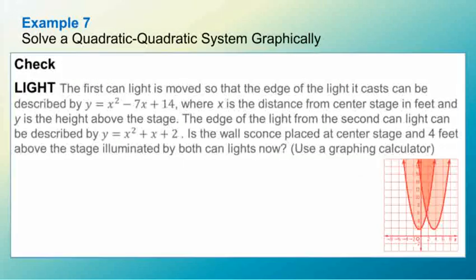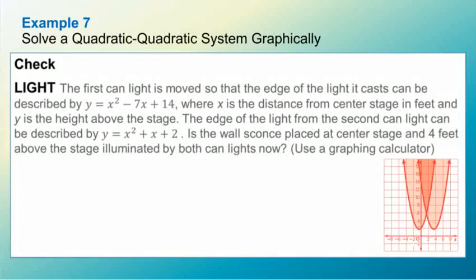Our last question is very similar to this one. It says the first can light is moved so that the edge of the light it casts can be described by y equals x squared minus 7x plus 14, where x is the distance from the center stage in feet and y is the height above the stage. The edge of the light from the second can light can be described by y equals x squared plus x plus 2. Is the wall sconce placed at center stage and 4 feet above the stage illuminated by both can lights now?